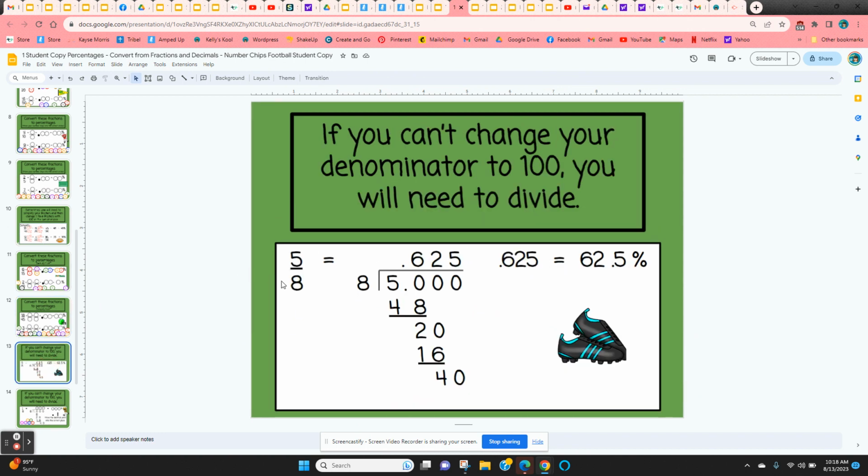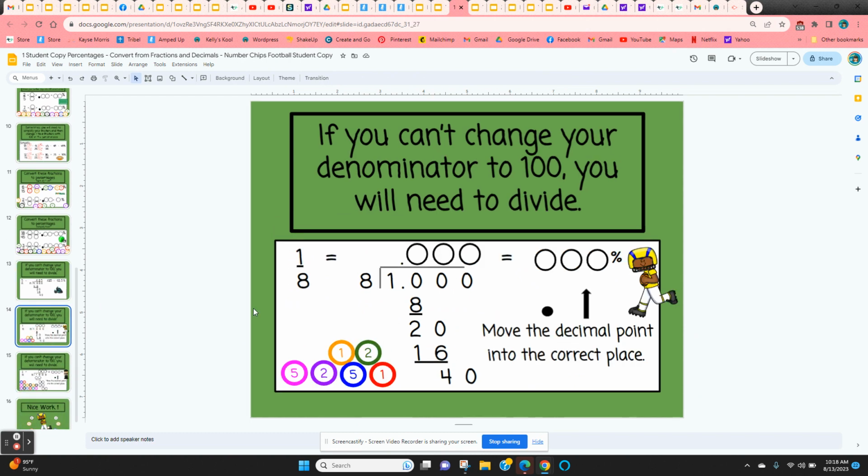Now you may not be able to convert to a fraction with 100 in the denominator, so in that case you have to use long division. So here 5/8, you're going to take 5 divided by 8. This is an example of the division they're going to have to do. They get 625 thousandths as their answer. To change it to a percent, they're going to move that decimal point 2 places to the right. So the next slide, most of the division is done for them. They just have to find the quotient here.